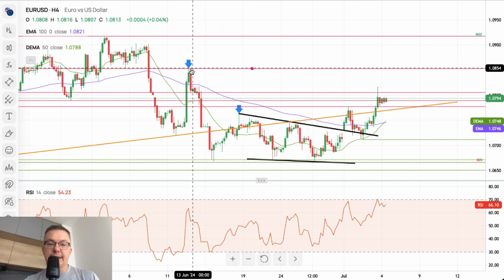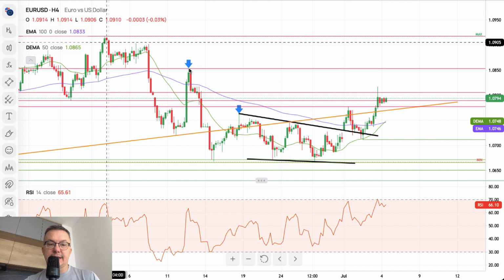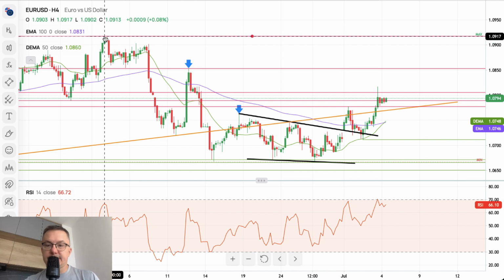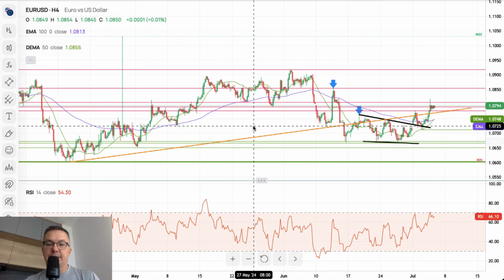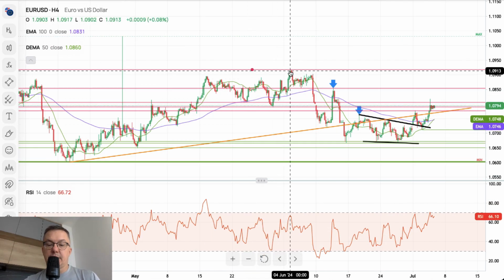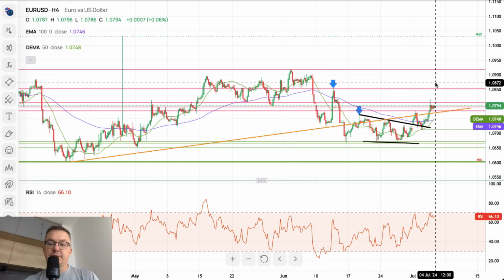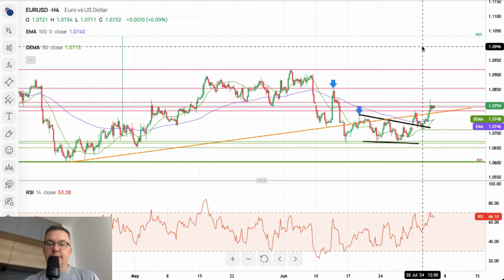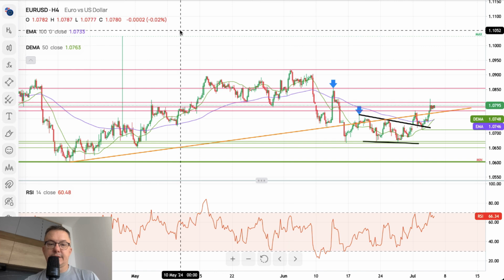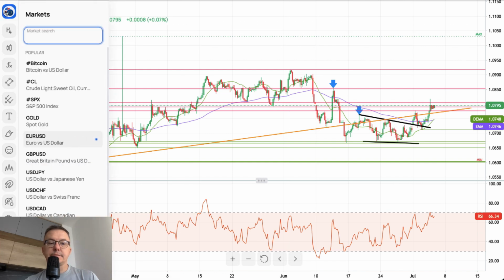So next target, technical resistance. Next target after the immediate technical resistance is 1.0917, and 1.0917, as you can see, is the swing high from June 4th 2024. So this is the beginning of the June swing high. Very nice movement to the upside. Dollar is weakening across the board. Let's see what will happen next.